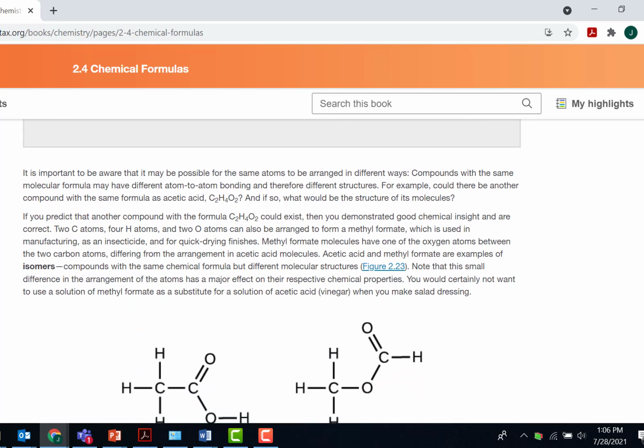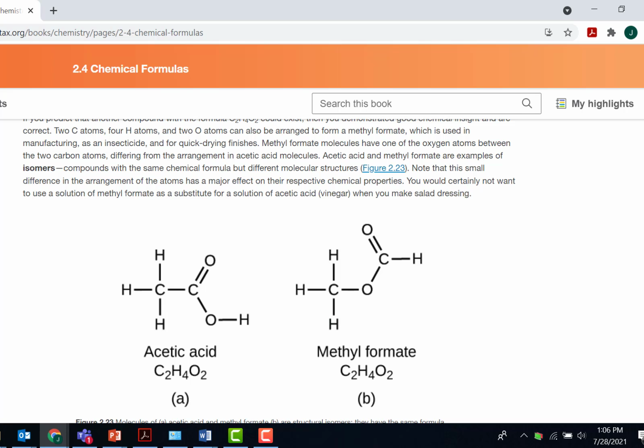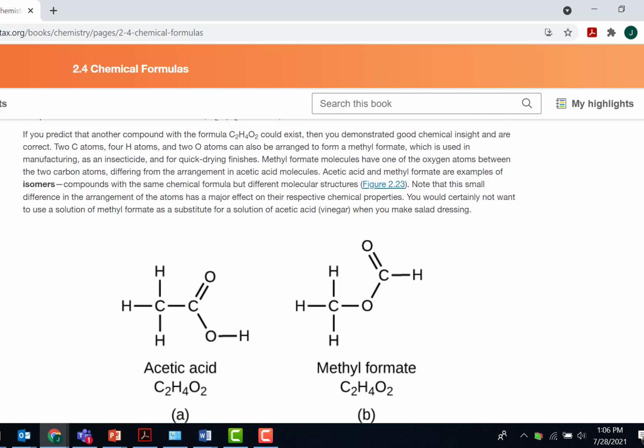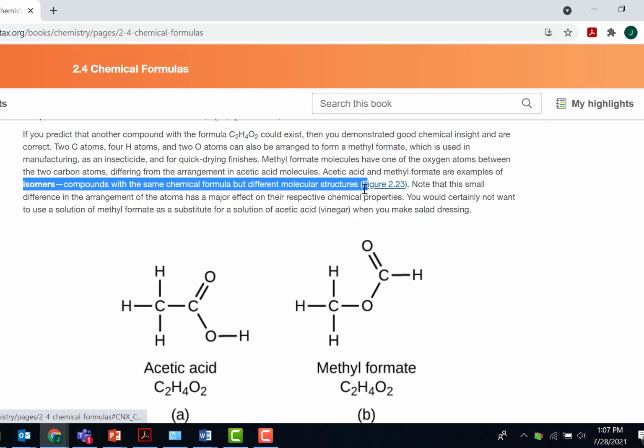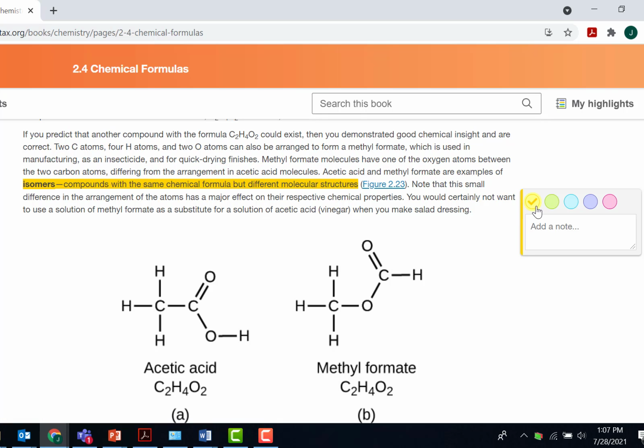And then I wanted to just briefly talk about the last bit here, but it's not something you'll have to know a lot of detail on. And that is the idea of isomers. So isomers have the same chemical formula, but they have a different molecular structure. So we're showing an example here. This is the molecular formula for this, again, acetic acid is vinegar. This is, I should say, the main component of vinegar other than water.